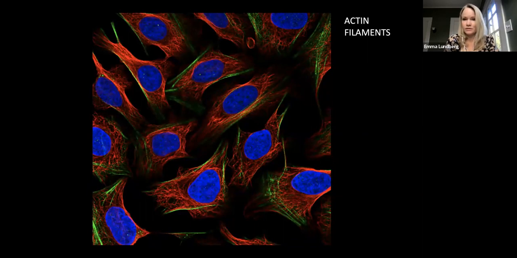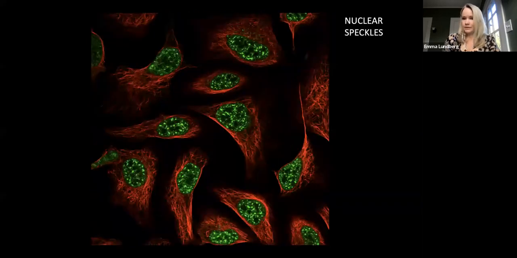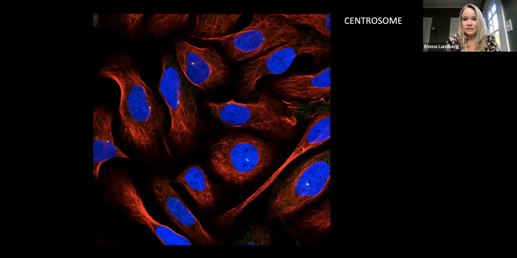You can see it in green, so the protein of interest will most often be shown in green in my talk. We can see it in nuclear speckles. If it looks like this, we conclude this protein is in the centrosome, and so on.